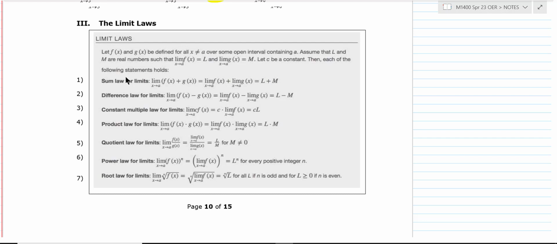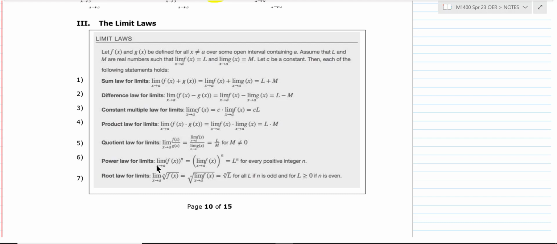They're pretty self-explanatory, I think, and they're pretty logical to students typically. So we have a sum law, which says you can break up a limit of two functions into two limits. Difference law works basically the same way. We have a constant multiple, and product law and quotient kind of go together. Then we have the power and root laws.